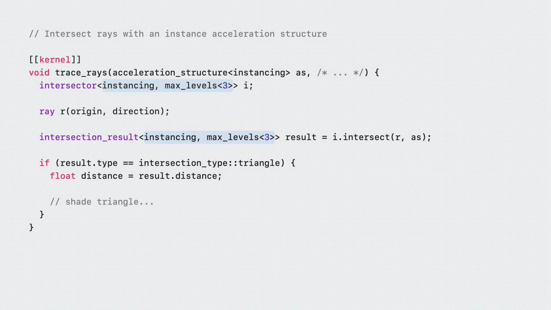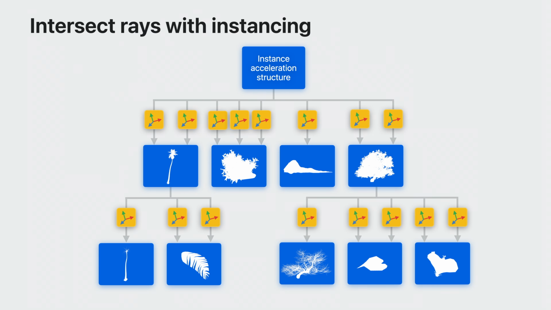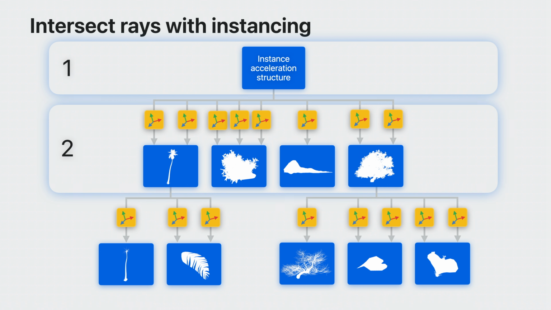The max levels tag specifies the number of levels of instancing in your acceleration structure. For example, the acceleration structure representing the Moana Island scene is a 3-level acceleration structure. The first level is the instance acceleration structure containing the whole scene. The second level has instances of corals, trees, and the terrain. The third level has instances of the parts of the trees, like leaves, flowers, and trunks.